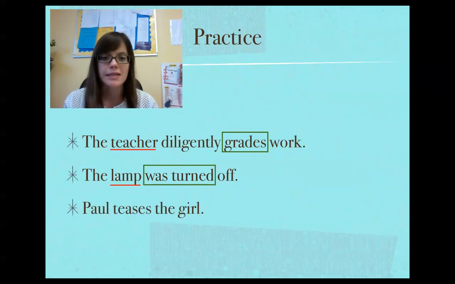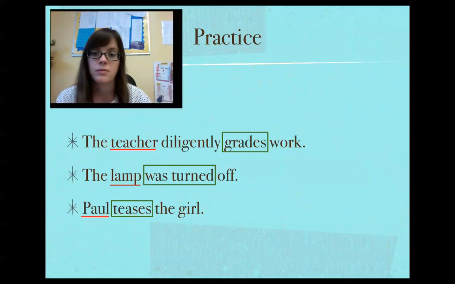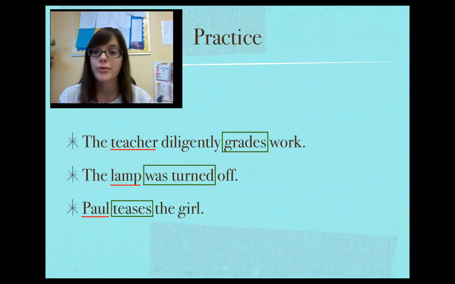So I asked myself, who or what is the sentence about? Who or what is performing the action? I see that Paul is the one doing something, and my verb is teases. He's teasing the girl. All right, so now what I want you to do is go ahead and try 4 through 7 on your own.